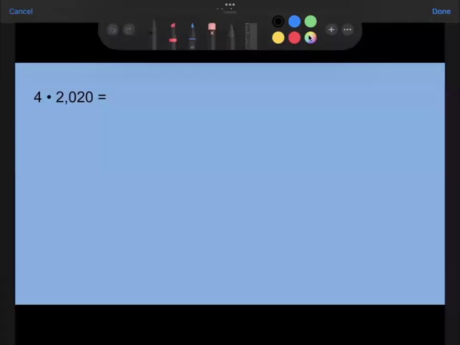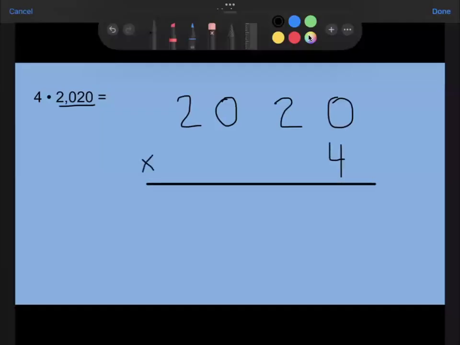Okay, here is our next one. We're doing 4 times 2020. So again, we want to take the number that has the most digits, in this case, that'd be the 2020, and put that one on top. So I'm going to put 2, 0, 2, 0 on top, and then I'm going to put 4 right here on the bottom, and then I'm going to go ahead and multiply those. And I can put an X there, or since we're using dots now, I can put a dot there.